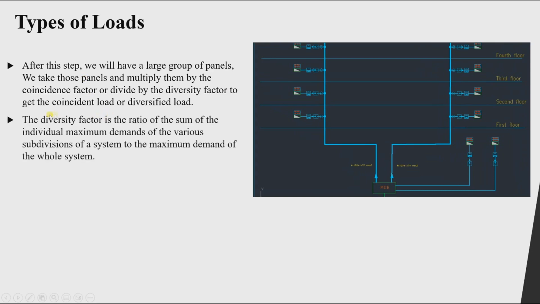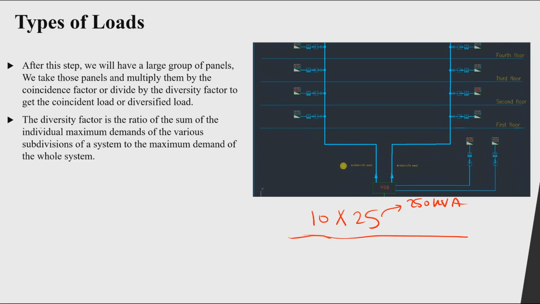So what is exactly the diversity factor? It is the ratio of the sum of all of the individual maximum demands. You have here all of these panels, 25, 25, 25. Add all of these, we have 10 apartments, so we will have 10 multiplied by 25, since each one is a 25 kilovolt ampere demand load, not connected load, so it will be 250 kilovolt ampere, right? Like this.